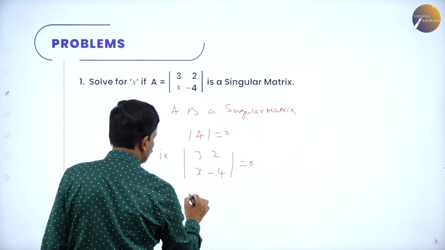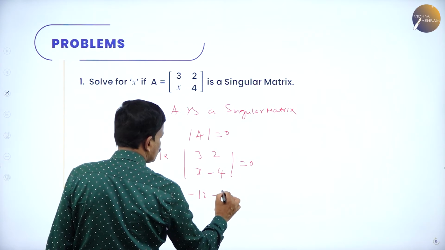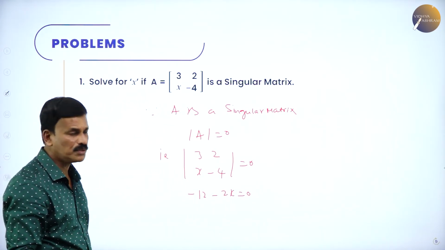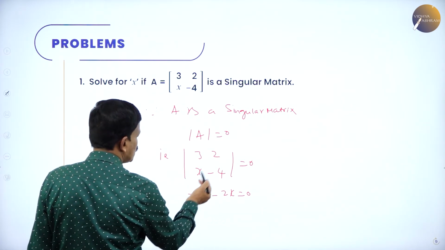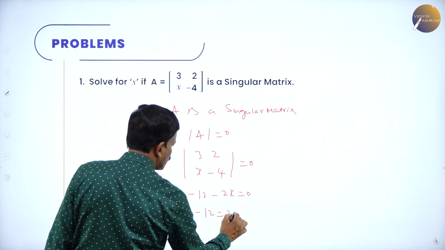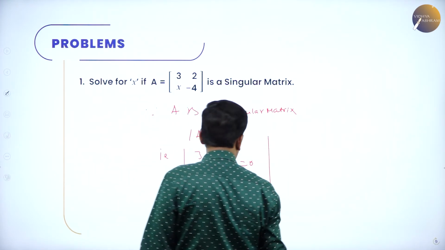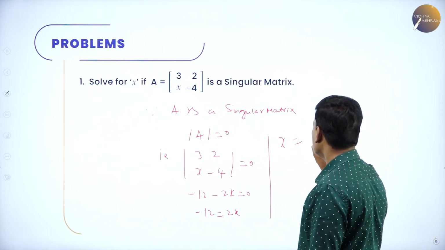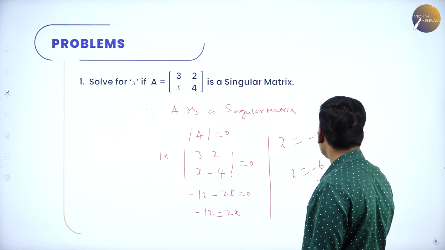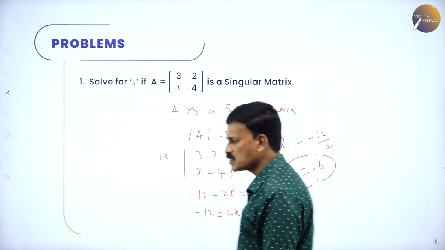Simplify. 3 into minus 4 is minus 12. Minus 2 into x is minus 2x. This is the evaluation of a 2 rows 2 columns determinant. So this is minus 12 minus 2x equal to 0, so minus 12 is equal to plus 2x. X is equal to minus 12 divided by 2. Therefore x is equal to minus 6. The value of x is equal to minus 6.